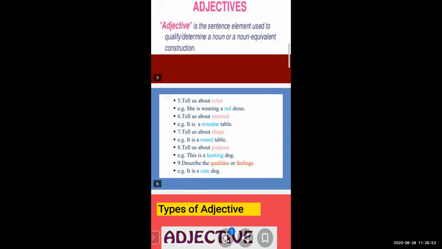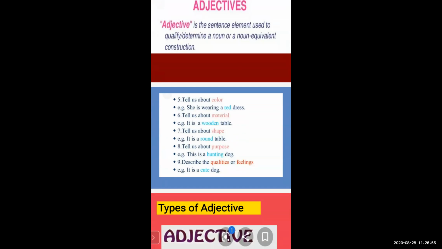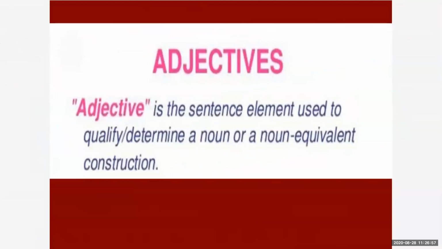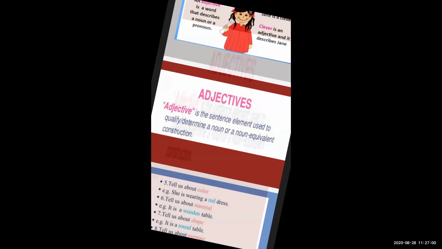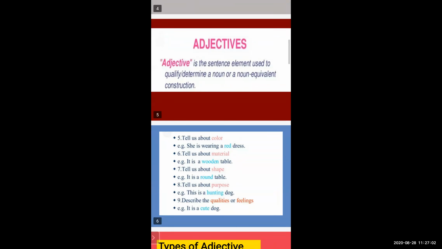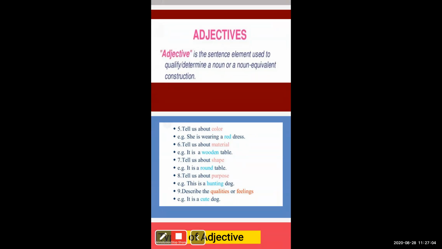See here, I have such kinds of sentences over here. See this sentence. Now see, tell us about color. She is wearing a red dress.